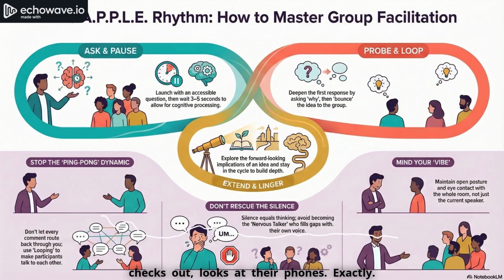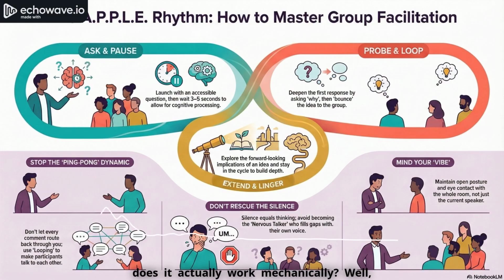And everyone else just checks out, looks at their phones. Exactly. We have to shatter that isolated bubble and force the rest of the room to carry the weight. And that transition is the loop, the L in our A.P.P.L.E. framework. This is how you deliberately transfer the energy away from you and the speaker and push it out to the collective group. Looping is the bridge that turns an interview into a true discussion.